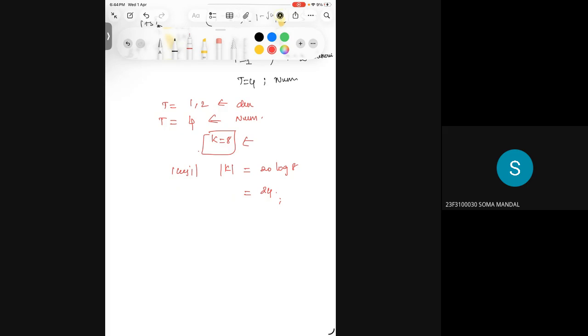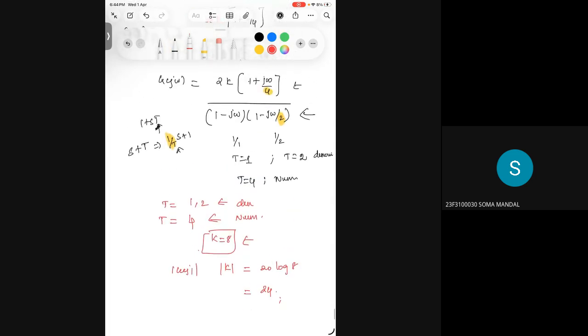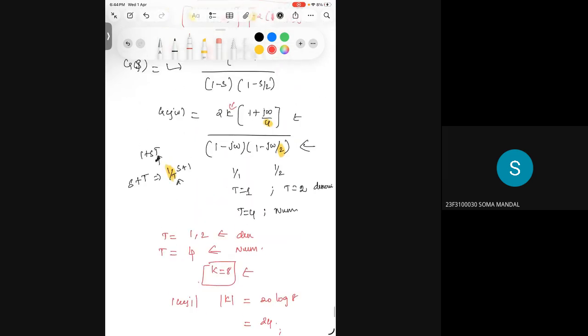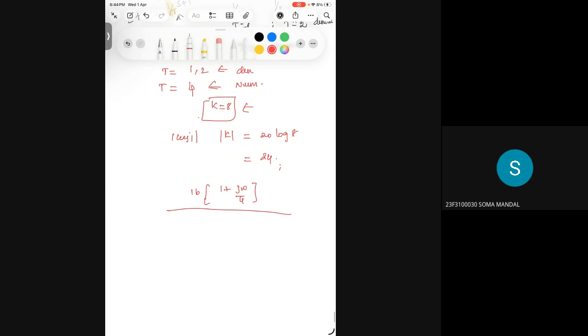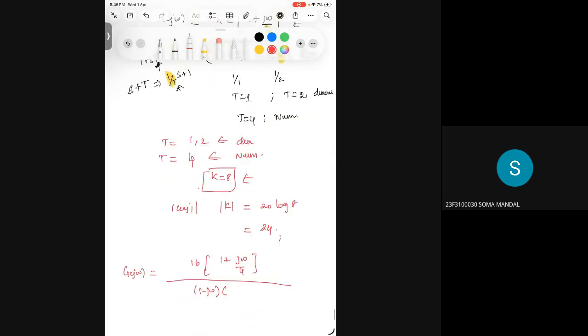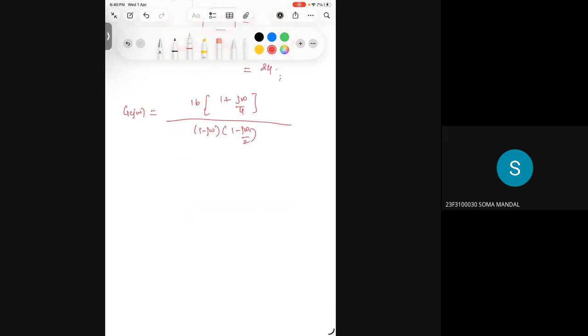So for this, you need to draw the Bode plot. Okay, we'll draw the Bode plot. For K equal to 8, this will become 16. If I put 8 here, it is 16. 1 plus j omega by 4, divided by minus j omega into minus j omega by 2. There is no other information. So first we need to find the Bode plot for this, and then we need to do this.